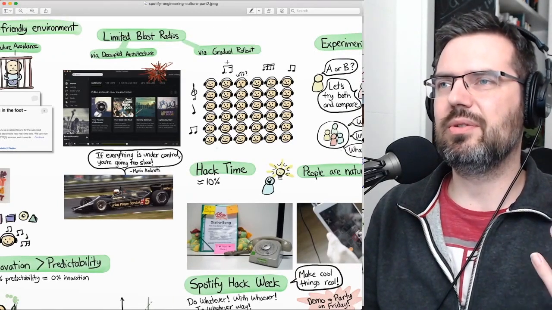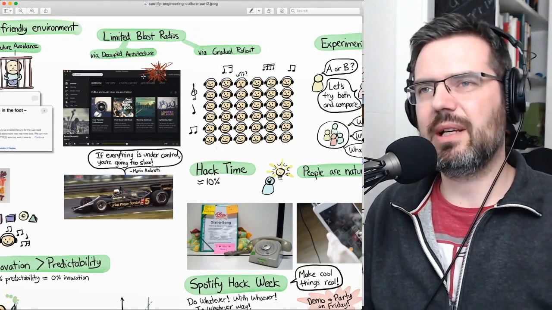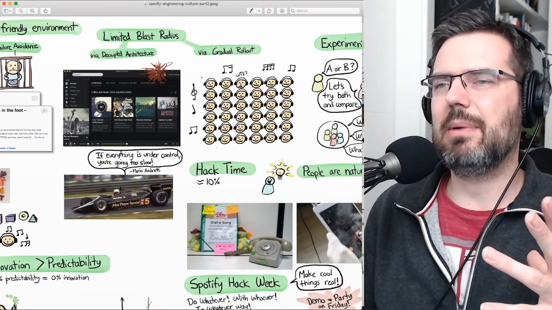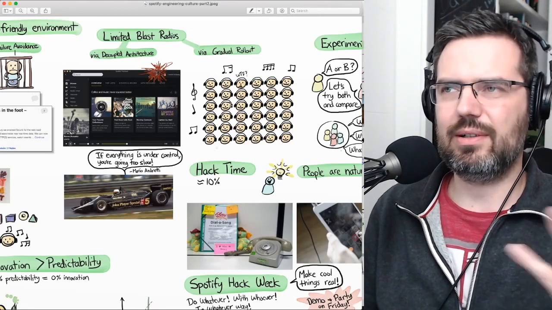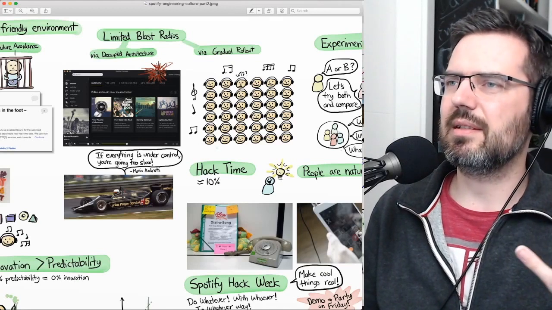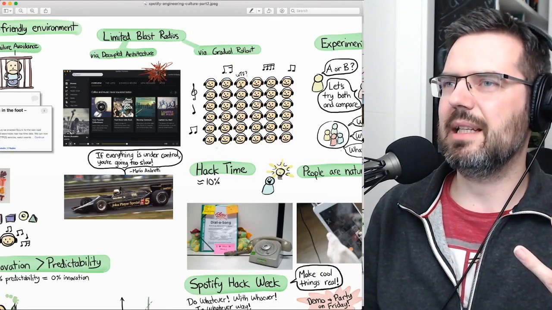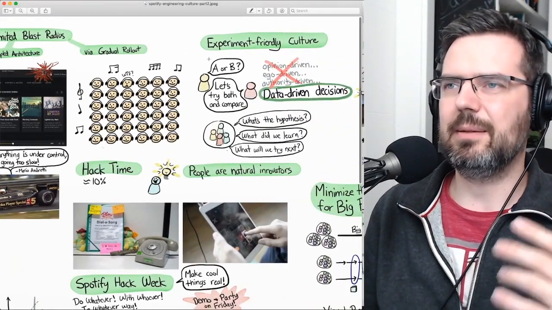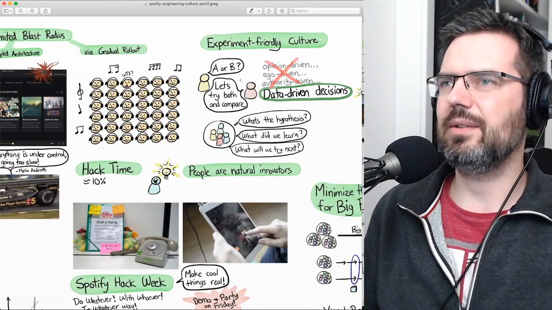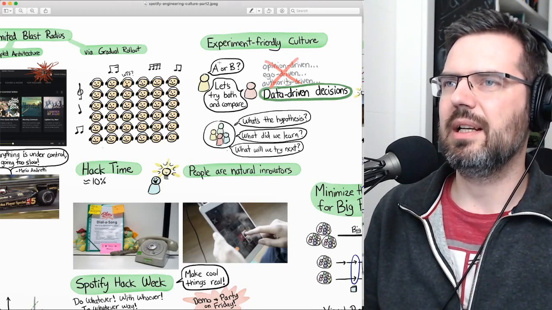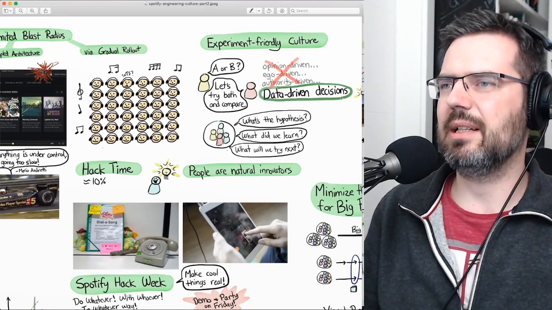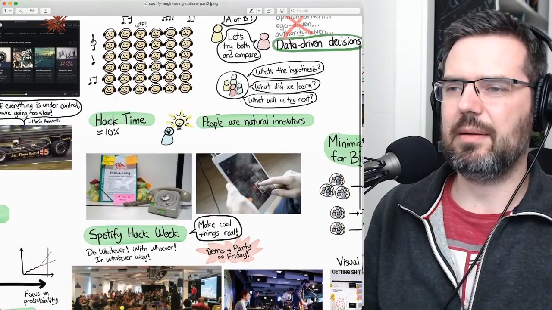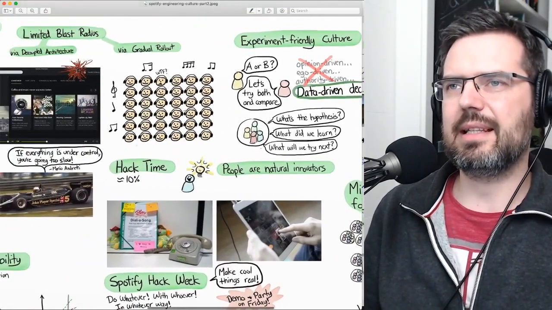And this is what I found very interesting, and I'm not 100% sure how they're doing it. They're doing gradual rollout, so they are rolling out a new feature, like with A/B testing, and not everybody sees it initially or immediately. Just some people are getting the new feature, some people don't. And here is it again: experiment-friendly culture. A or B, let's try both and compare, data-driven decisions. And this is a big idea.